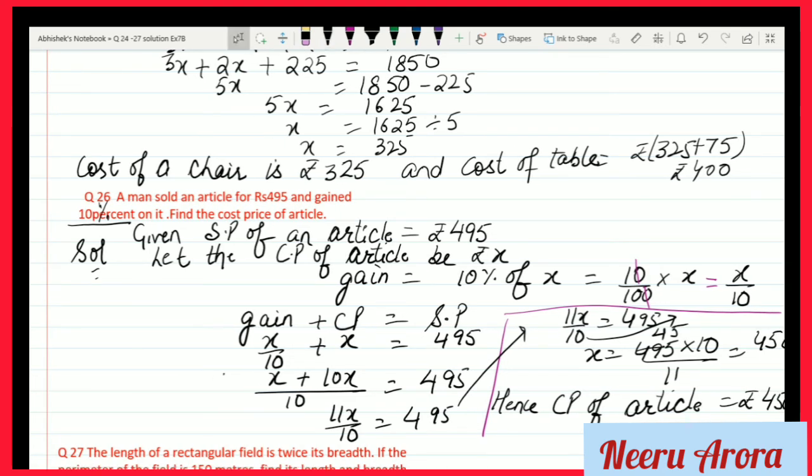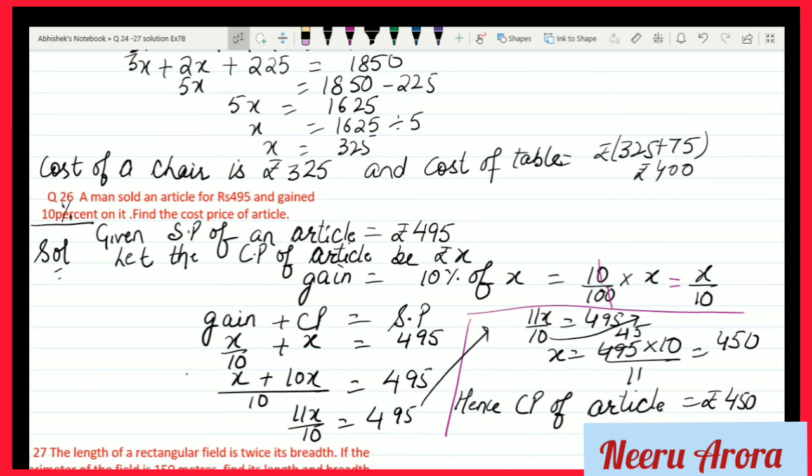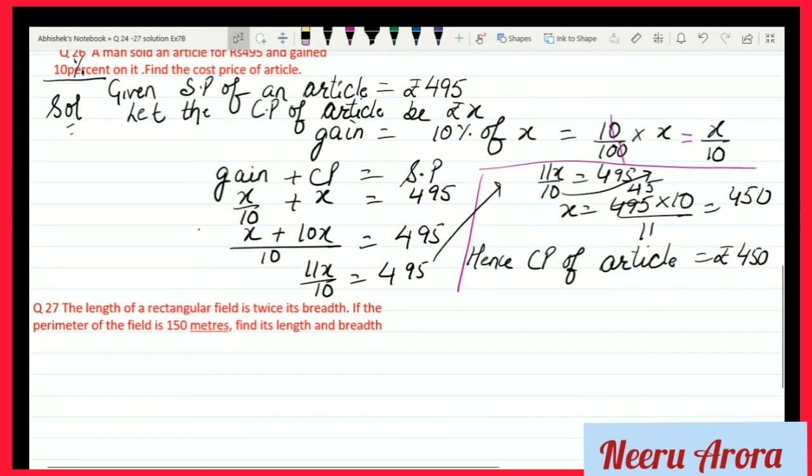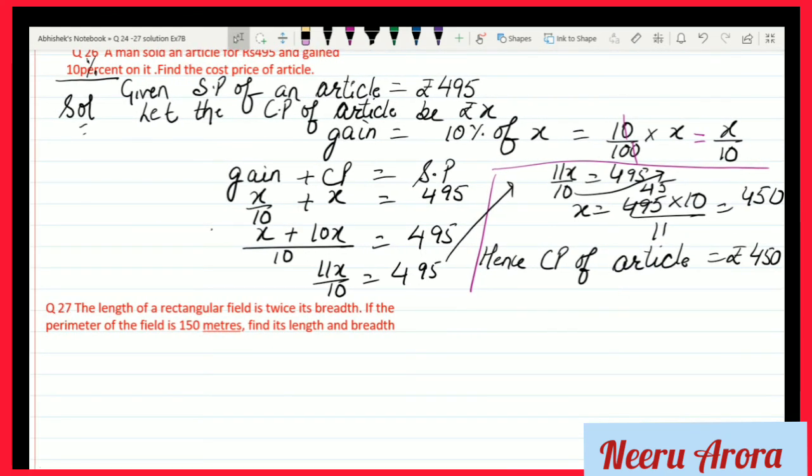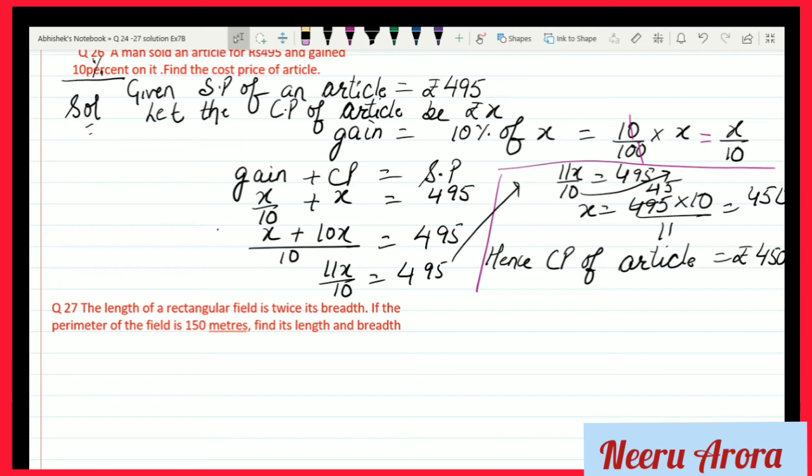This is your question number 26. Now look at question number 27. The length of a rectangular field is twice its breadth. Look at the first condition. What is the length? The length is twice its breadth. But do we know the breadth? No, we don't know the breadth.